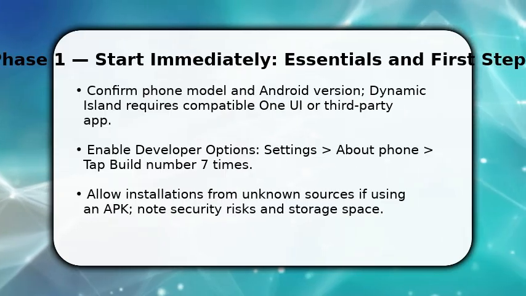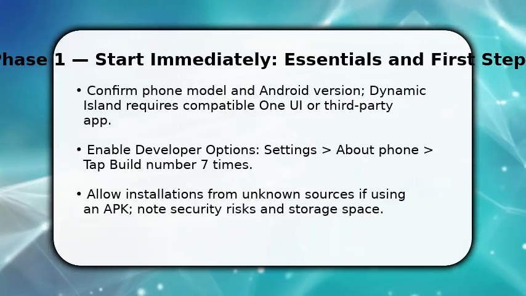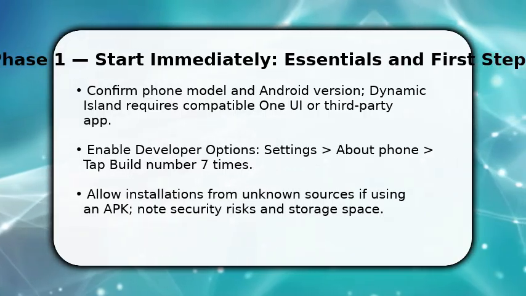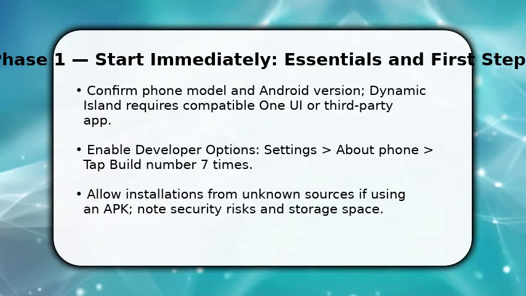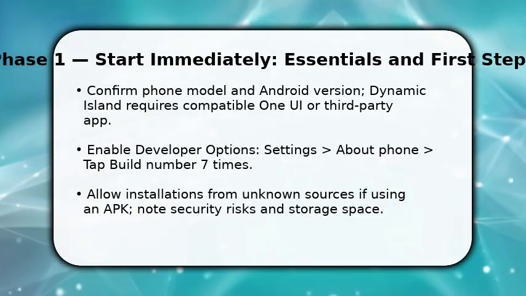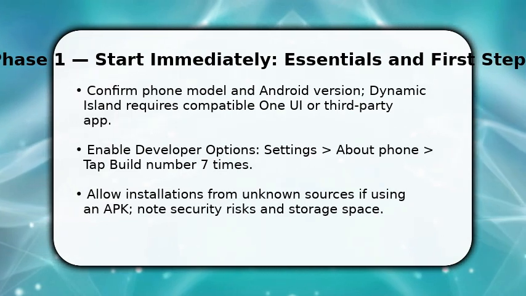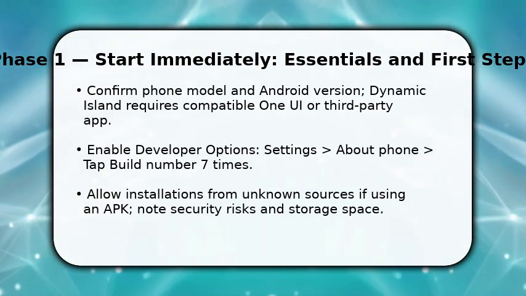This unlocks needed toggles. Make sure to permit APK installs only if you trust the source, because you are granting extra access. You're starting with system readiness and permissions. This avoids errors later and speeds installation of the dynamic island package or official alternative.